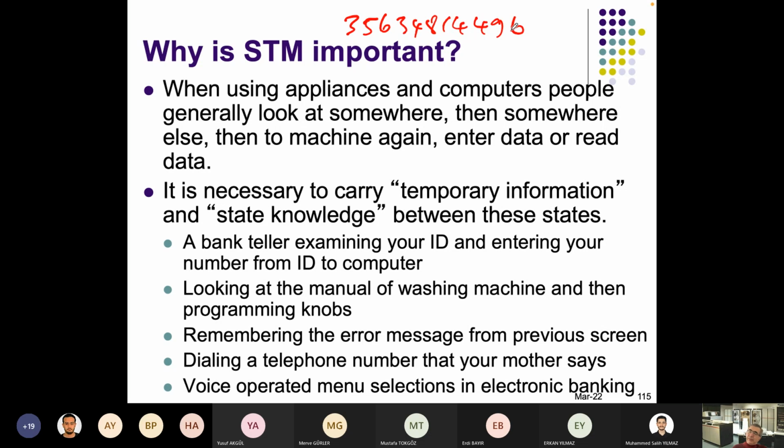So, the first example was a bank teller examining your ID card and entering your ID number to the computer. So there is an information transfer, and during that transfer, a cache is used. So it is the short-term memory. Or the washing machine. In the washing machine, you look at the manual on the washing machine and you program. So in between, you keep what to do in your short-term memory, because 1 minute later you forget.